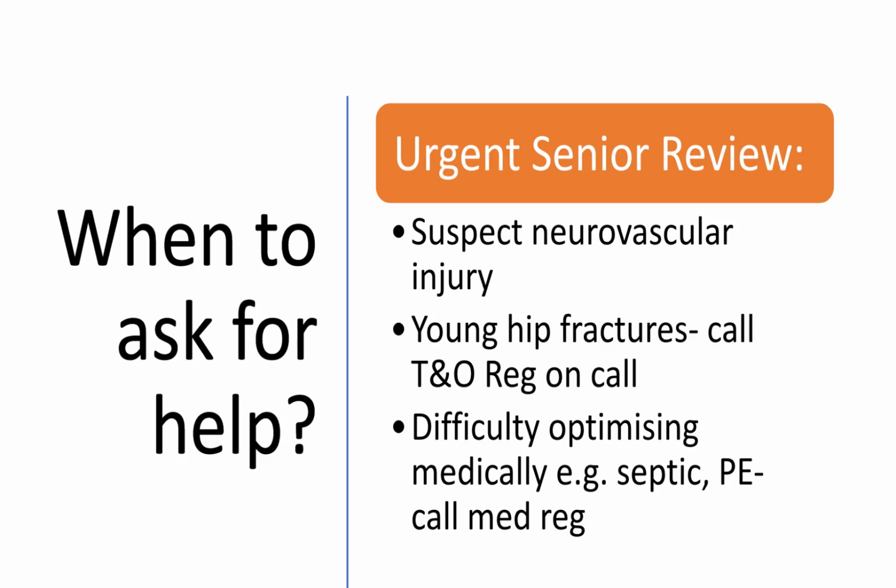So when do you need help? It's sometimes difficult to think with a hip fracture, what is just a hip fracture, and when do I actually need to alert this to my senior straight away? If a young person comes in with a hip fracture, you're obviously going to tell T&O right away. If you think that their nerves are compromised or their vascular supply is compromised, you're going to need to alert your senior straight away and probably go straight to vascular.